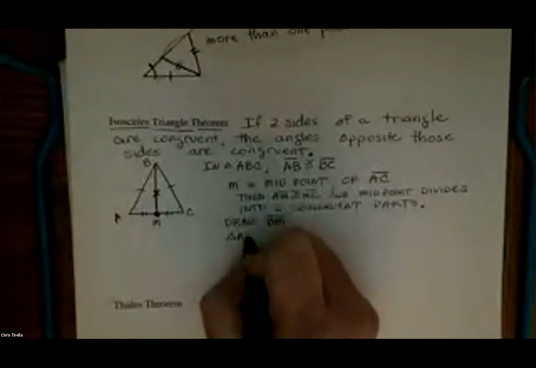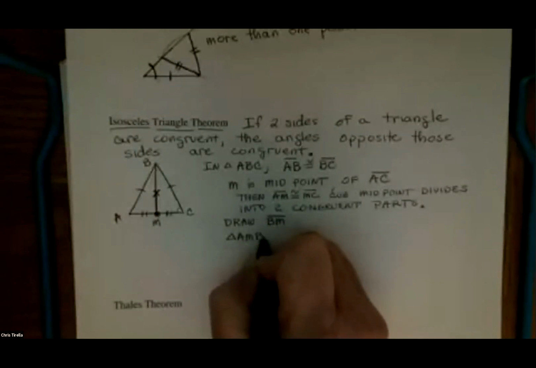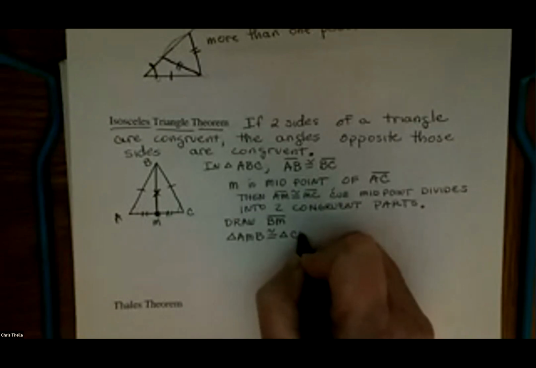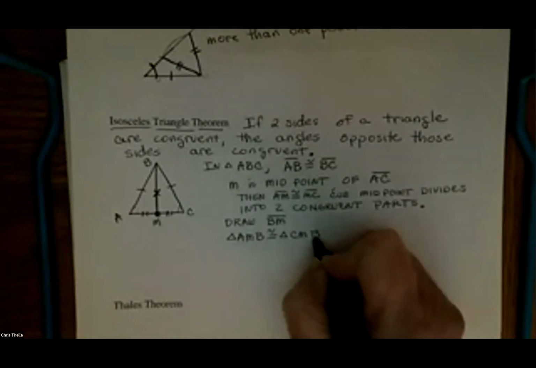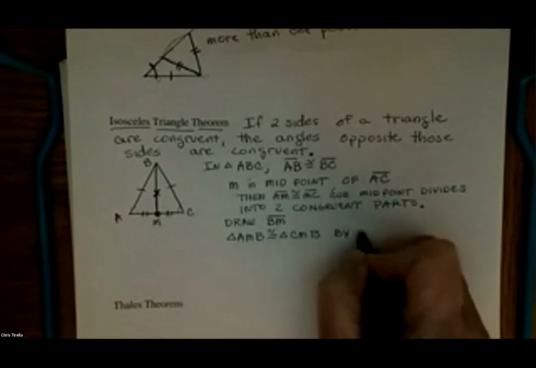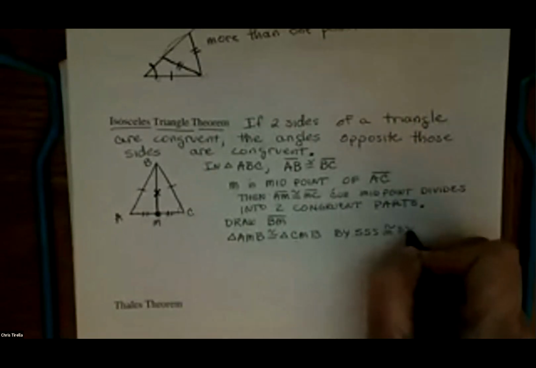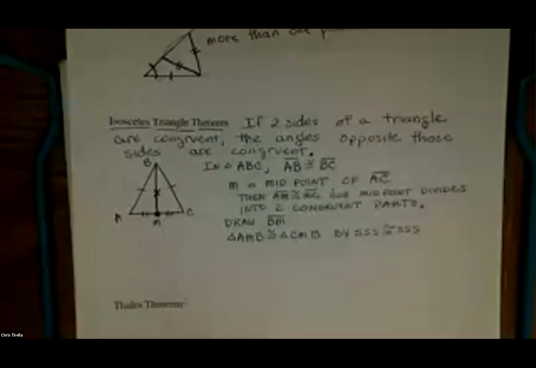So can't we say that triangle AMB is congruent to triangle CMB by side, side, side, congruent to side, side, side? Does everybody see that?